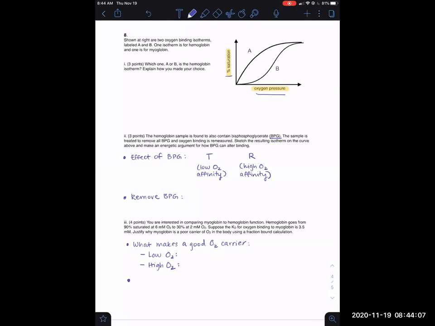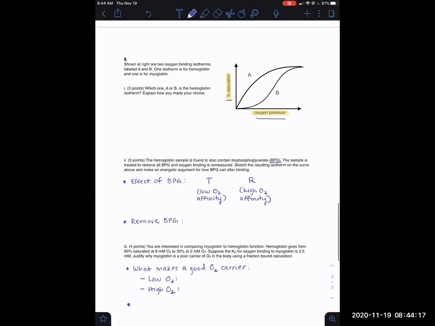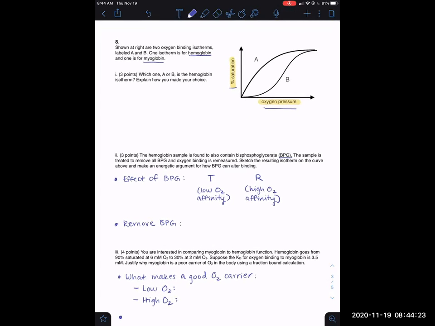Okay, so question 8 shows us two oxygen binding isotherms, where the percent of protein that's saturated is a function of the amount of oxygen. One curve is for hemoglobin and another is for myoglobin. Zoom in a little bit. And we need to figure out first which curve is for hemoglobin.